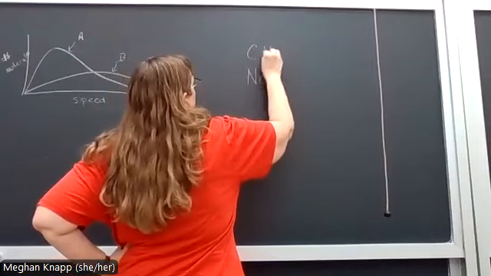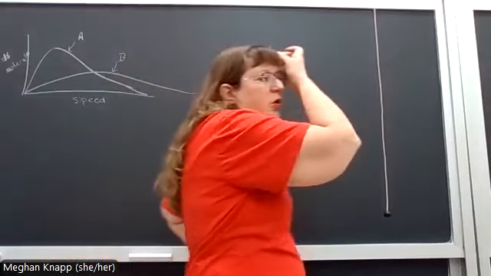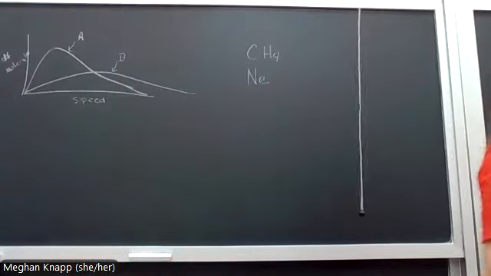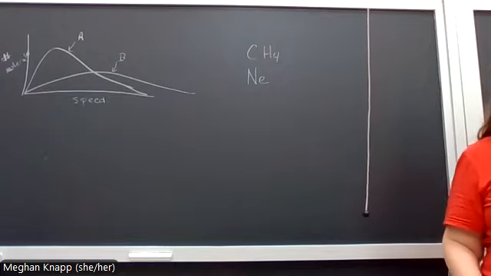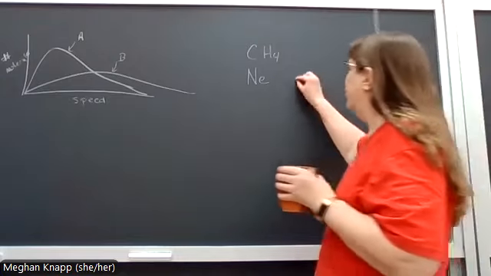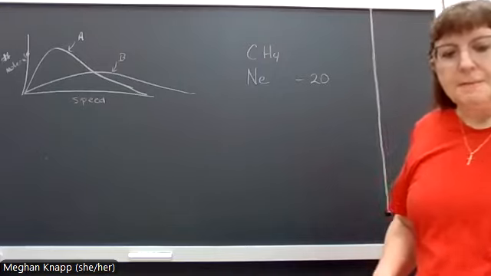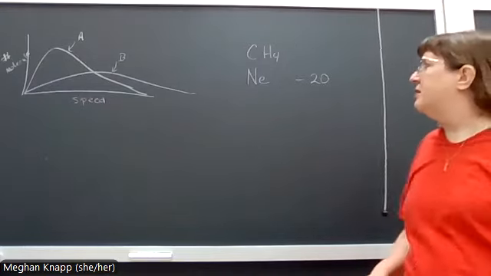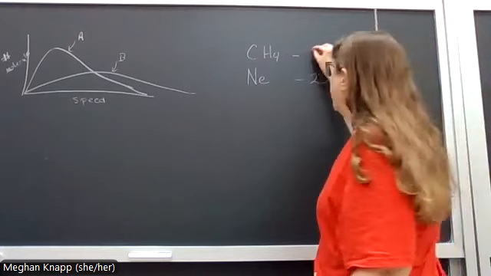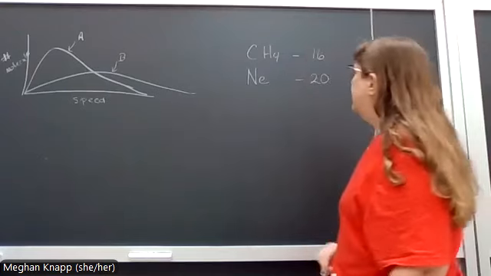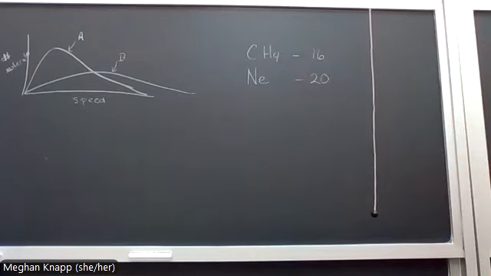CH4. Okay, so to answer this question, what do we have to know about those two gases? Their molar weight. Okay, so what's the molar weight of neon? That's the easy one. Just look on the periodic table. Right about 20. And rounded to a whole number, what's the molar weight of methane? 16. Okay, so now we know their masses. Methane's a little bit lighter. So which one is methane, A or B?